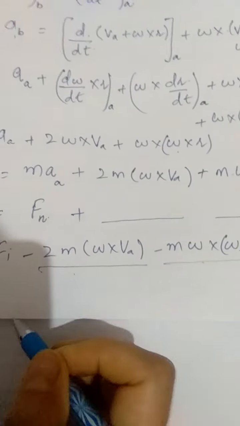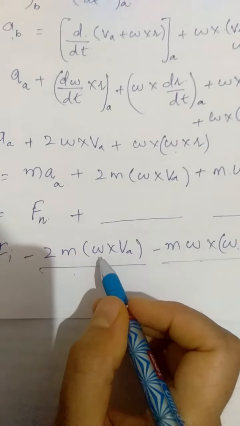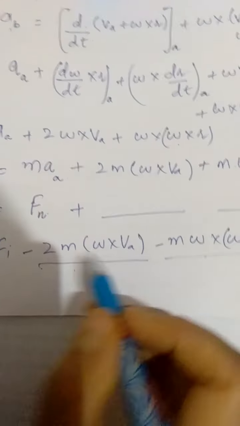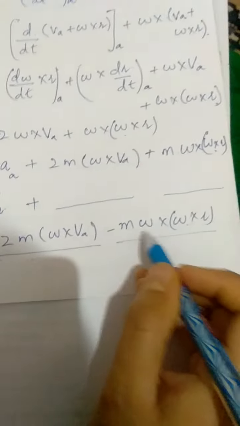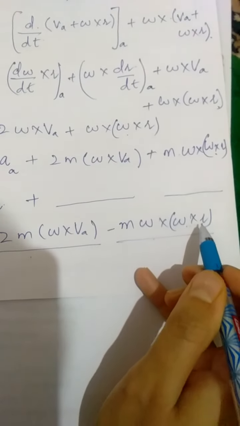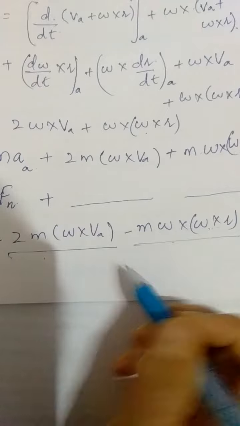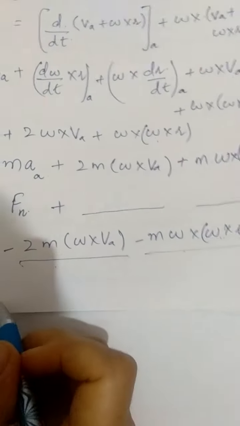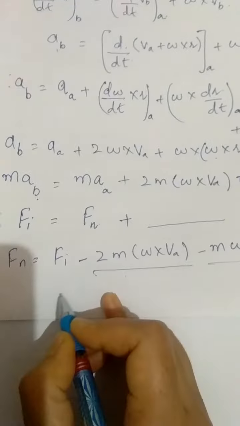VA is the velocity of the object, of the particle itself, omega is the angular velocity of the rotating frame, m is the mass of the particle or the object under consideration, and r is the position vector, the radial vector of the object under consideration with respect to the origin of the rotating frame, right? All of these quantities are very well known to you. So this is the expression for the force, net force.